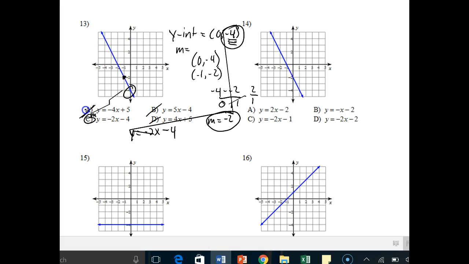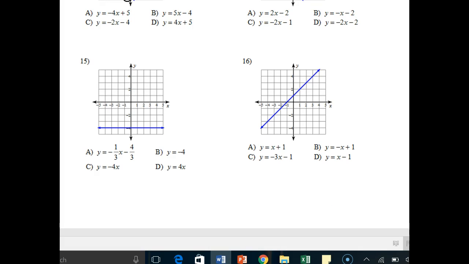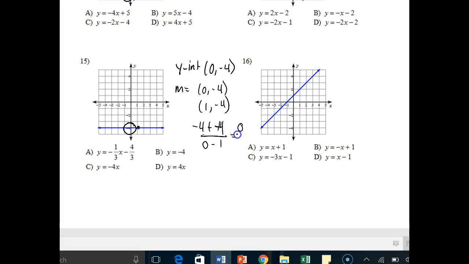Last one is number 15. Number 15, let's find out what the y-intercept is. That is, again, 0, -4, so I don't want any equation that doesn't have a -4 in it. And then let's find our slope. So we have points 0, -4. What's another point? How about 1, -4? Right? So let's find the slope by doing -4 minus -4 over 0 minus 1. Up top, we're going to get 0, right? And on the bottom, we're going to get -1. So our slope is 0.